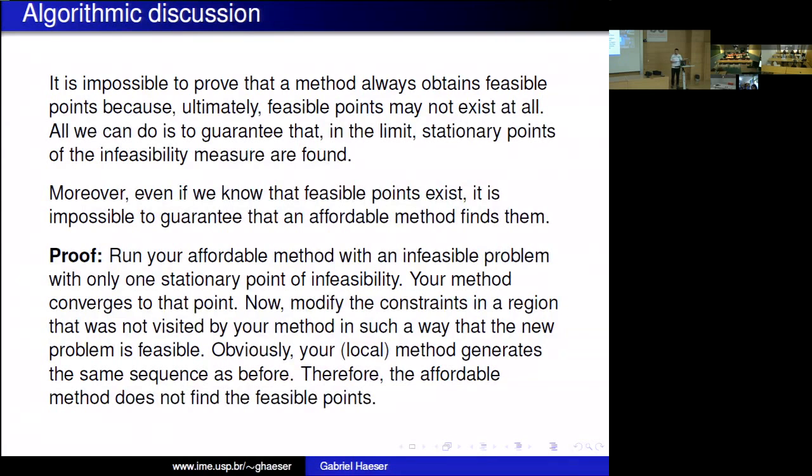Now you can do the same trick by changing the problem in a region that your algorithm never visited, and you can make the problem feasible in that region. If you run your algorithm again, you will converge to the infeasible point that is the minimizer of the infeasibility, and even though a feasible point exists, you will not find it. Okay, so this is what is written here.